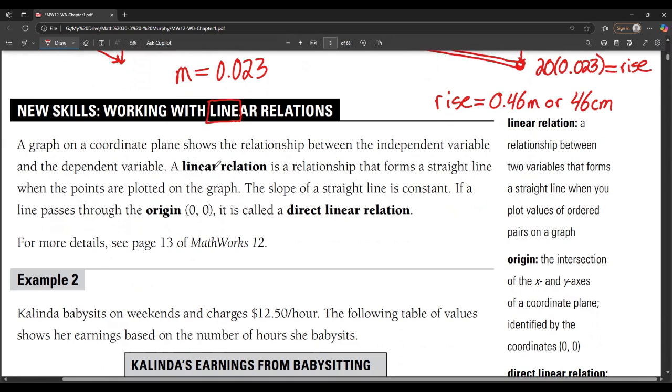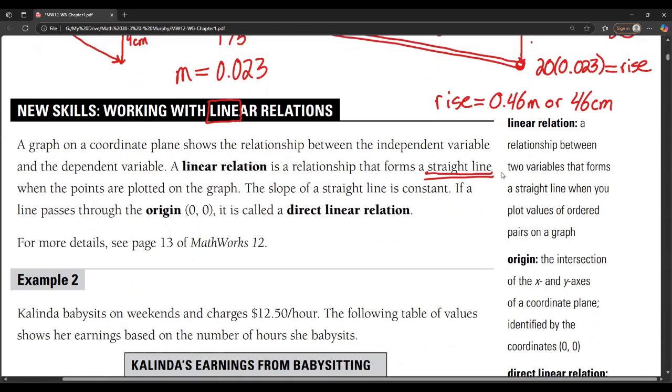A linear relation is a relationship that forms a straight line when the points are plotted on the graph. So no curves. The slope of a straight line is a constant, which just means the same. And you will see in the next example how those two line up. If a line passes through the origin, which is where the graph crosses in the middle, right there, 0, 0, it's called a direct linear relation. And you will have to know that definition.